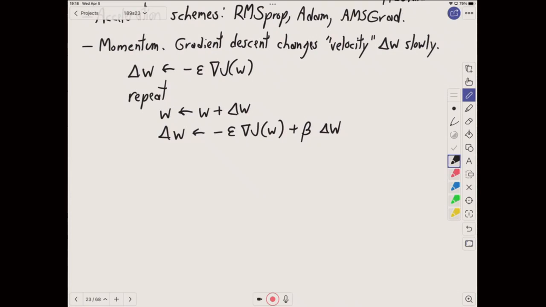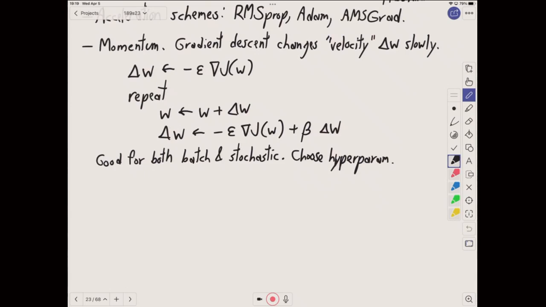So this idea of momentum has been used successfully with both batch and stochastic gradient descent. The most crucial decision you have to make is the choice of this hyperparameter beta. Now, beta is always less than 1, and beta is the hyperparameter that specifies how much velocity persists from iteration to iteration.